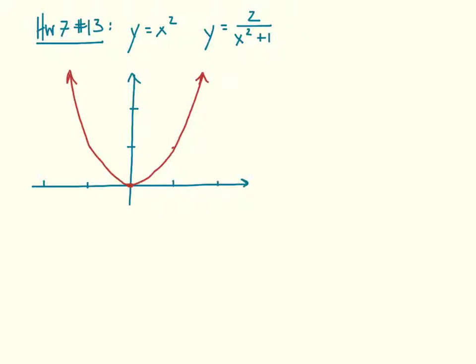y equals 2 over x squared plus 1. It's kind of like a bell curve shape. When we plug in 0 for x, we get 2 over 1. If we plug in 1 for x, we get 1. If we plug in minus 1 for x, we get 1 for y. So we end up with something that looks like this.